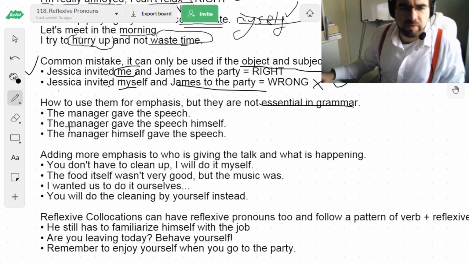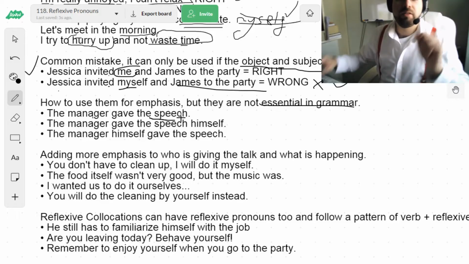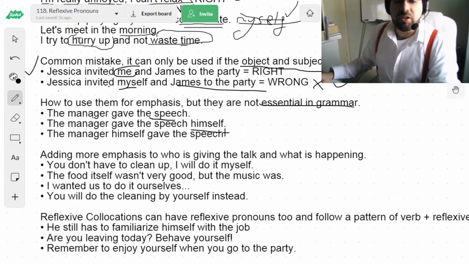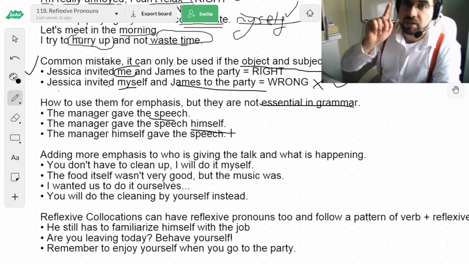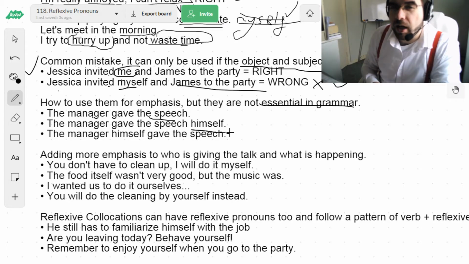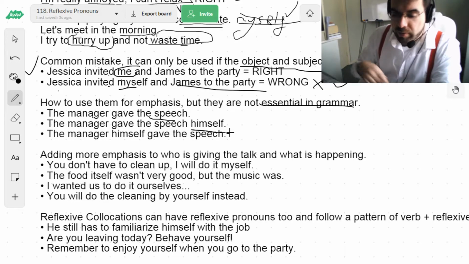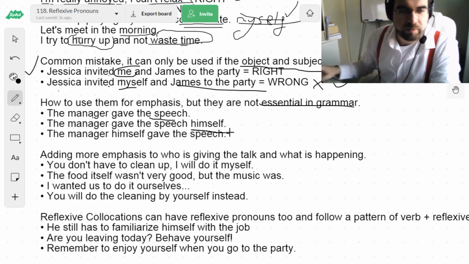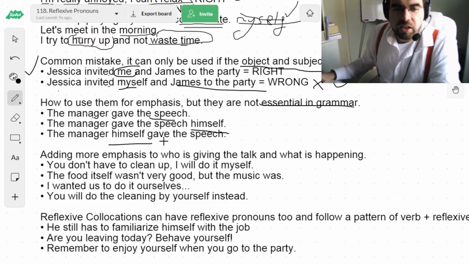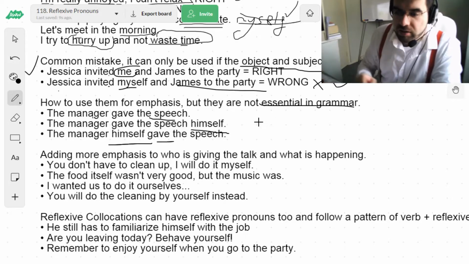Not essential. The manager gave the speech. The manager gave the speech himself. The Prime Minister himself will be here. The manager himself gave the speech. The boss himself will come to the office.